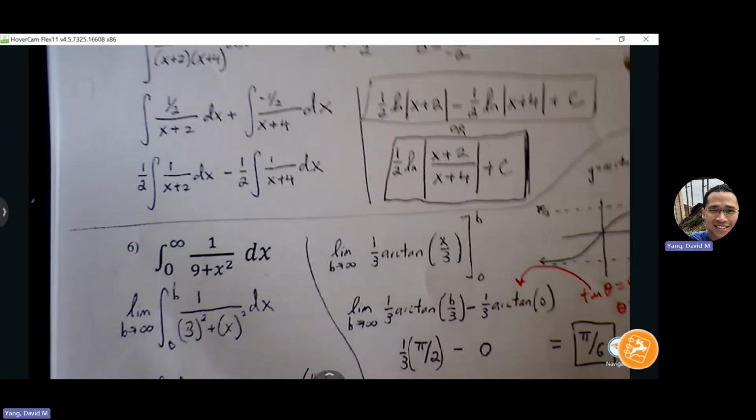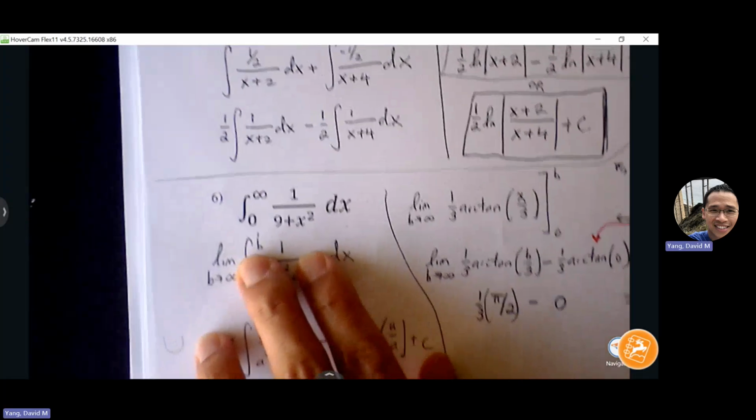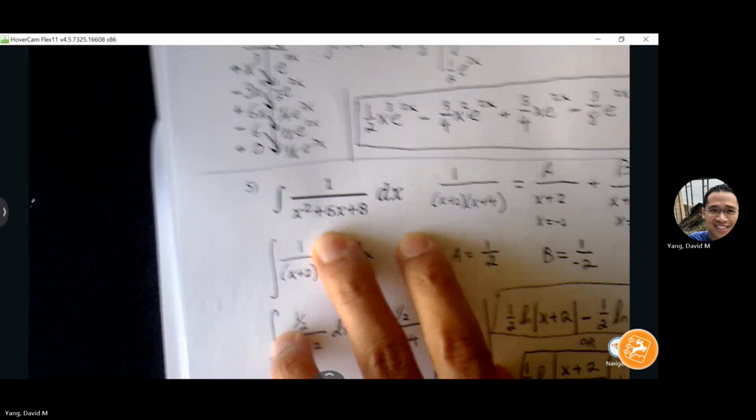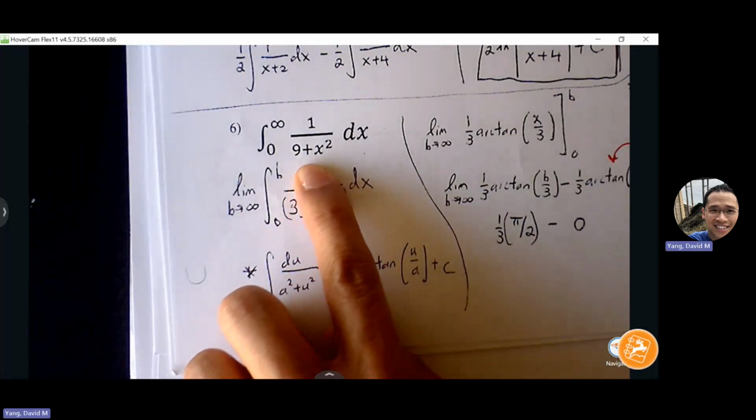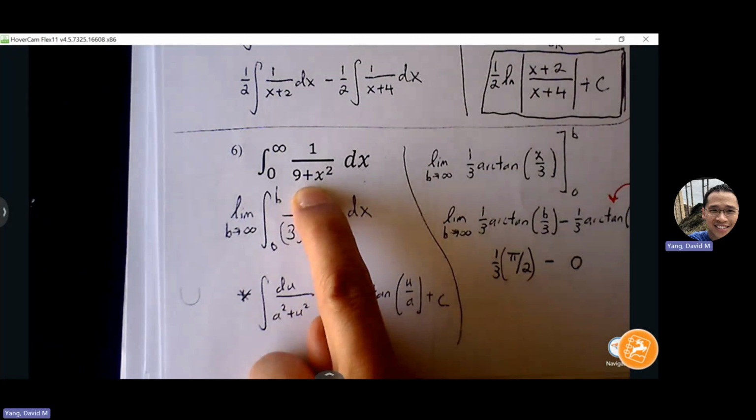I don't know if someone already said this, but is there a way to know early on if it's an arc trig integral or if it's the division, the partial fraction? Yeah, if you can factor it and break it into separate parts, then it's going to be partial fraction. But if it fits into that a squared plus u squared, it'll be arctangent.